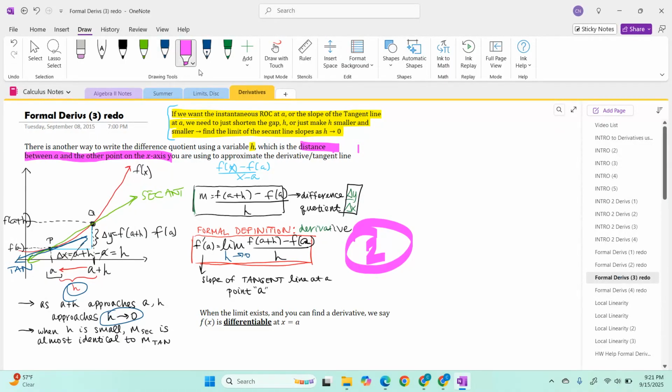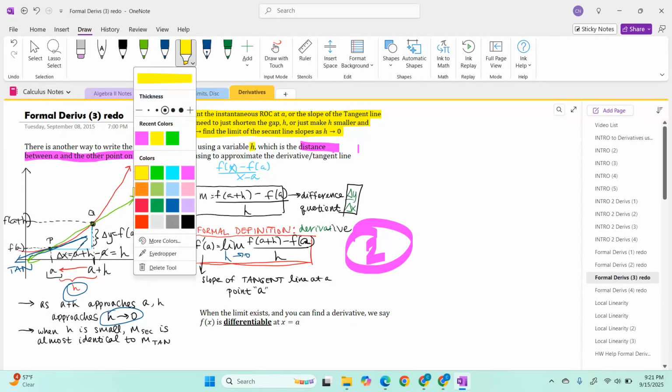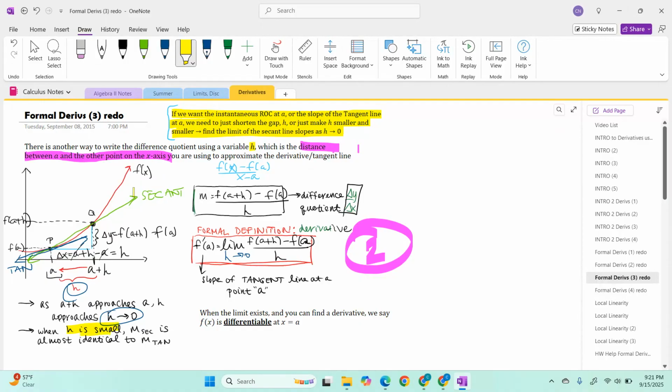Okay, so pause for a minute and listen to that again if you need to. That's critical here. When h is small, like basically 0, the slope of the secant line is going to be basically identical to the slope of the tangent line. That's when h goes to 0.